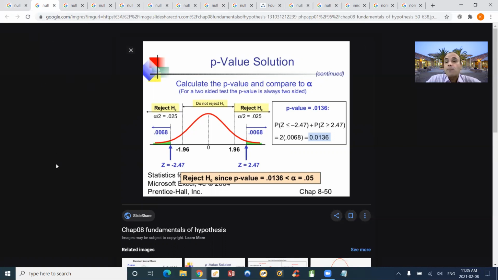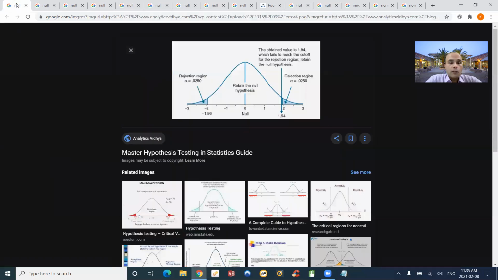Now, we have a special terminology. We say reject the null hypothesis, or we say fail to reject the null hypothesis. Fail to reject the null hypothesis means accept it. Fail and reject are going to cancel each other. So: reject the null hypothesis, or fail to reject the null hypothesis. So that's what we are going to do. This is, once again, a reinforcement of the topic at hand.